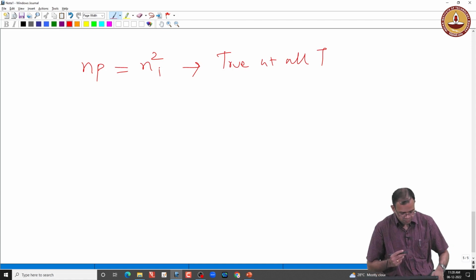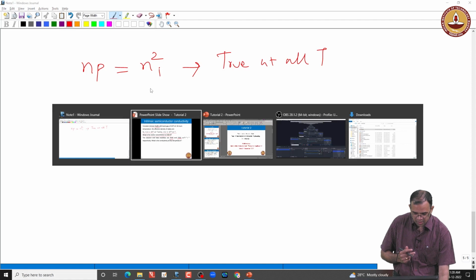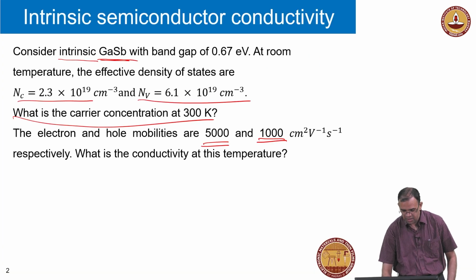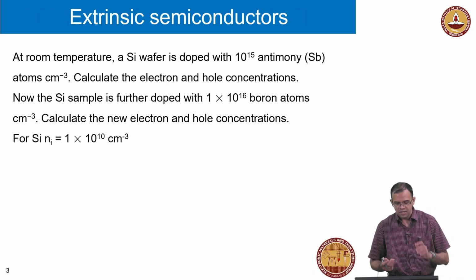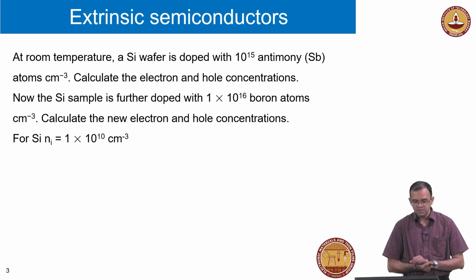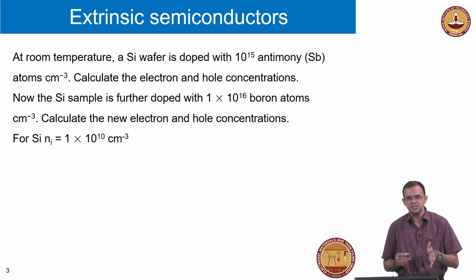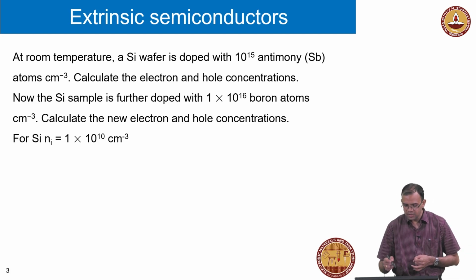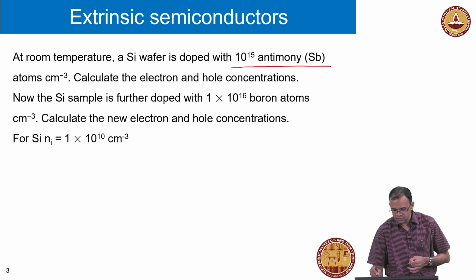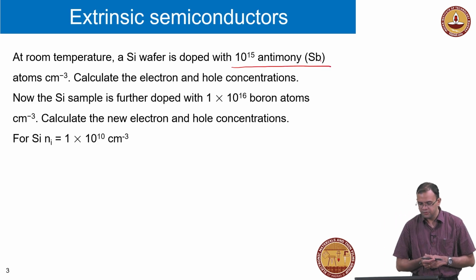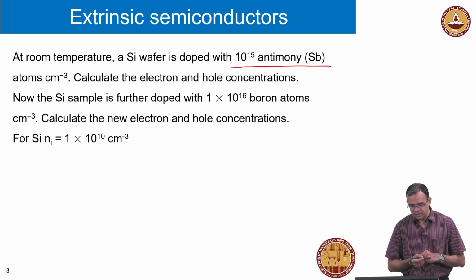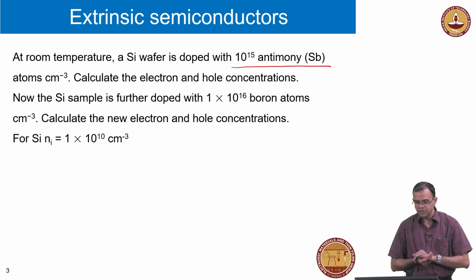Alright, so moving from intrinsic, we will look at an extrinsic semiconductor example. So we'll go back to silicon. Now we have again a silicon wafer. We will still take this to be an ideal wafer or ideal crystal, so single crystal, no defects. In this I am adding around 10 power 15 antimony atoms per centimeter cube, right?